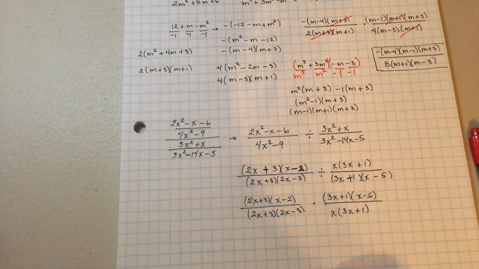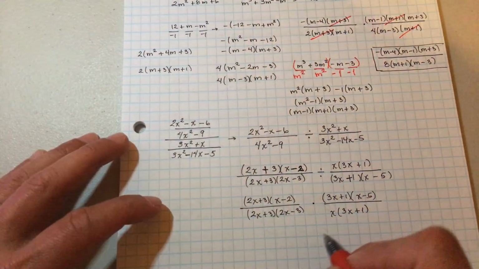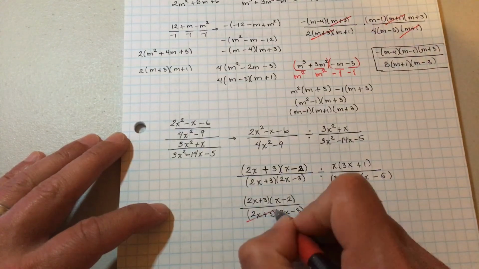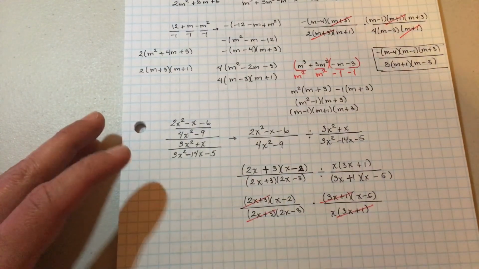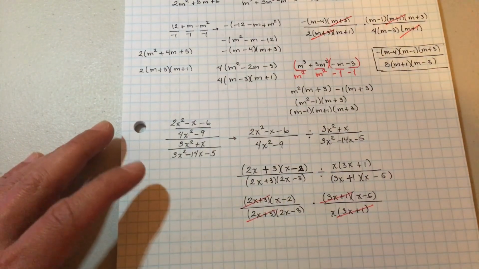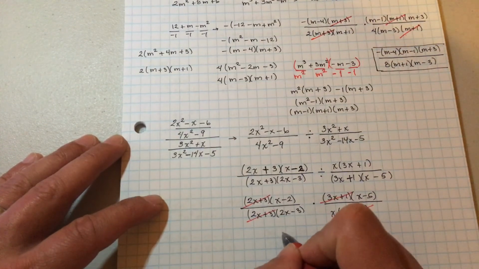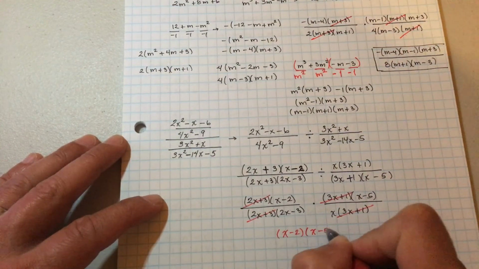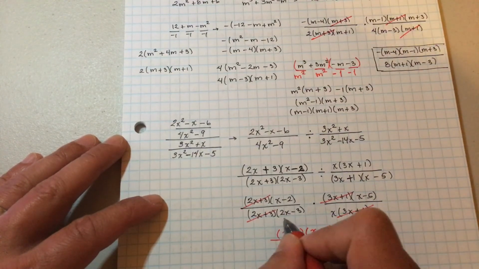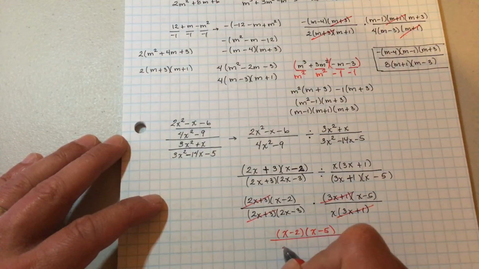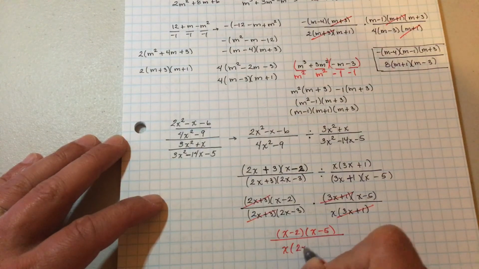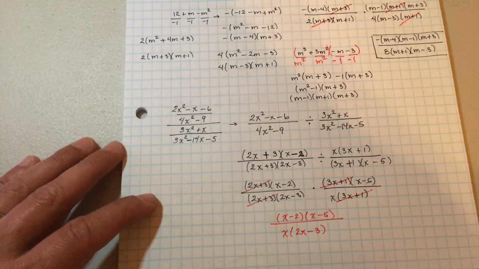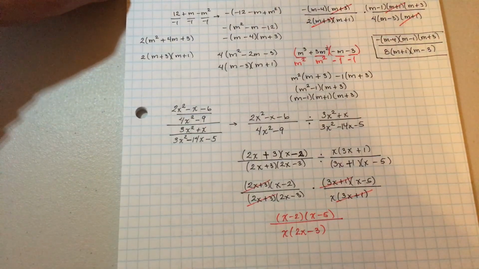Now I can go ahead and start canceling stuff out. Let's see here. 3x plus 1, 3x plus 1. 2x plus 3, 2x plus 3. Anything else? Nope, nothing else. Parece que eso es todo. So x minus 2 times x minus 5. And then on the bottom you have x. Well, I'm going to put the x first, and then 2x minus 3. And that's it. That's all she wrote, guys. So hopefully that helps. Ok, muchachos, espero que les haya ayudado.